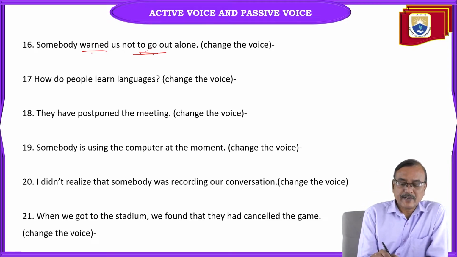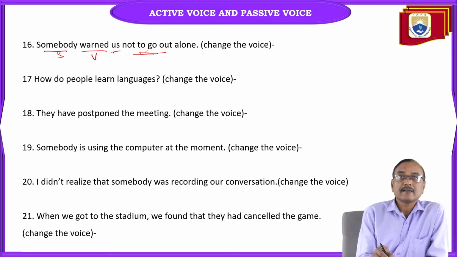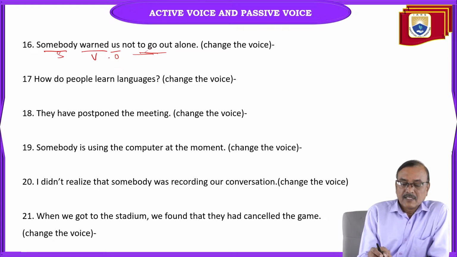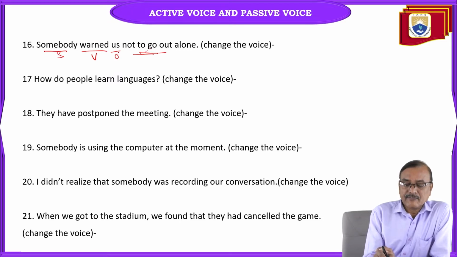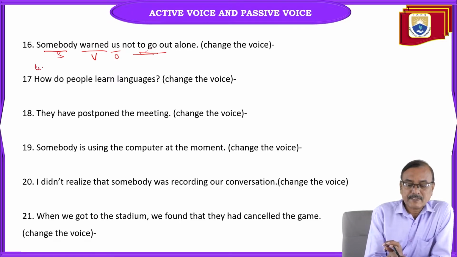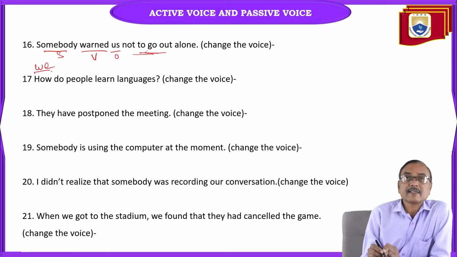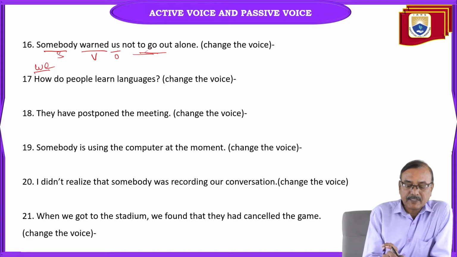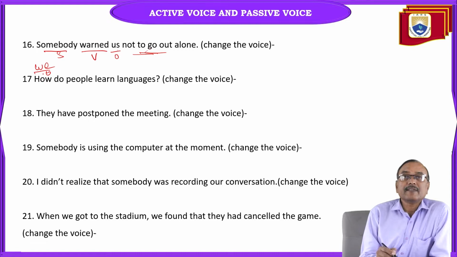What is the verb here? Warned. Subject: somebody. Warned whom? Us. This is the object. Then bring this one here: us becomes we. This object comes to this place. We.